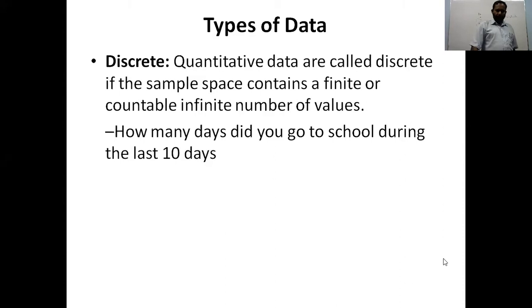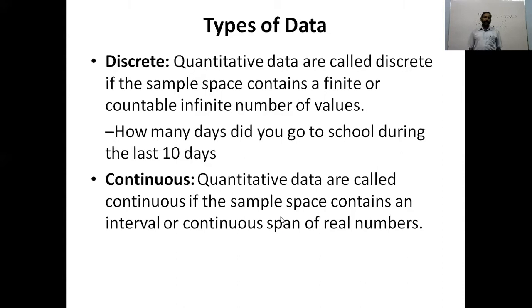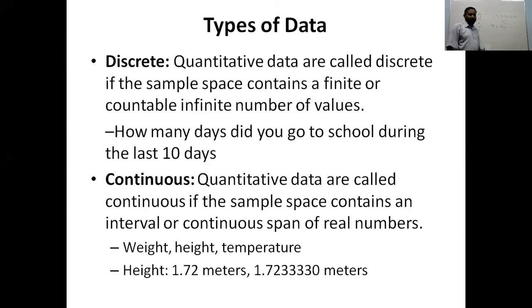The other type of data is called continuous data. Discrete data, continuous data. These two are actually quantitative data. Don't forget that. These two are coming under quantitative data. Continuous data, again quantitative data, are called continuous if the sample space contains an interval or continuous span of real numbers. So we have examples, right? Weight, temperature, height, all these are possible.